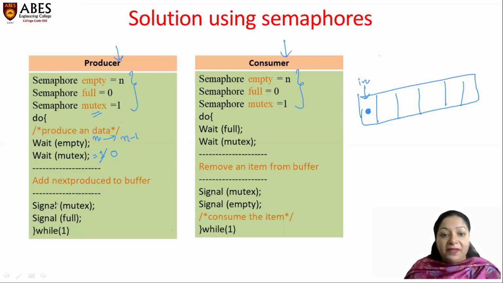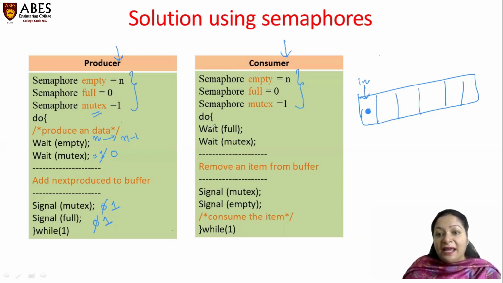Now the producer applies signal operation on mutex, which is 0, and now it will become 1. Means the producer has produced one item. Now the consumer can consume that item, and it will apply the signal operation on full semaphore. So what is the value of full? Full semaphore is initially 0, and it will turn to 1 because signal operation always increments the value by 1. So that means that now one item has been produced and it is placed in the first slot of the buffer.